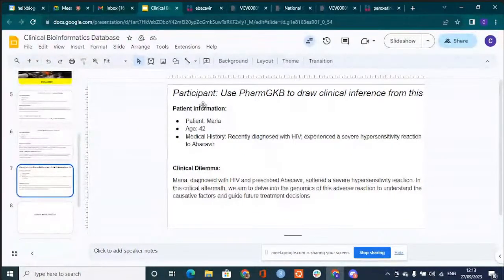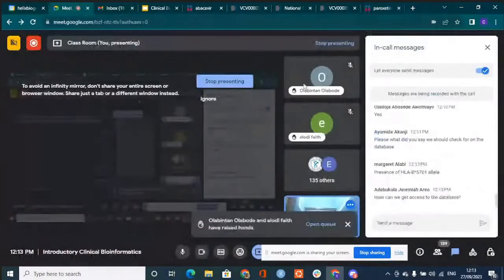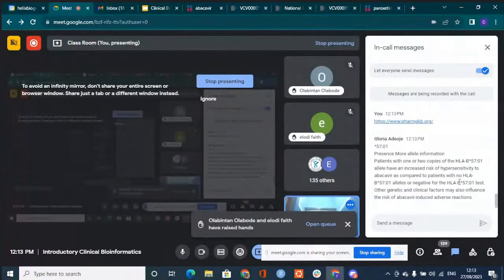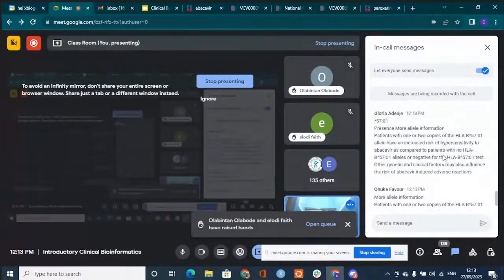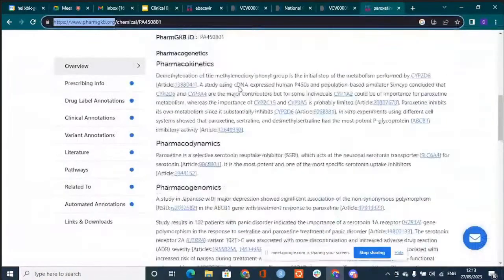I said we should go into PharmGKB. I'm going to put the link to that database into the chat box. The database is open access, so you can just go into the database and type PharmGKB. I already inserted the link in the chat box. So just type PharmGKB.